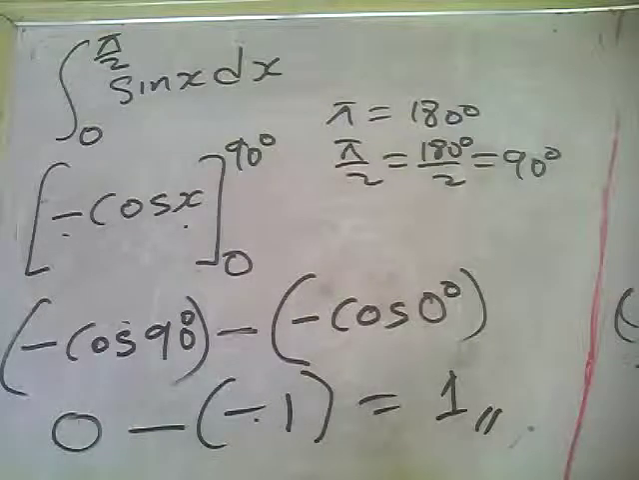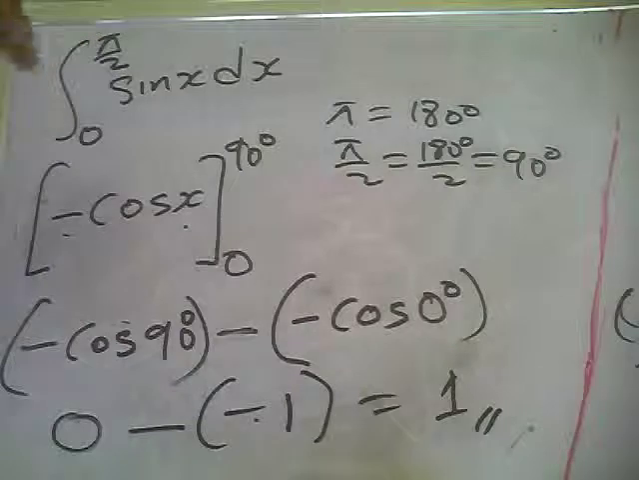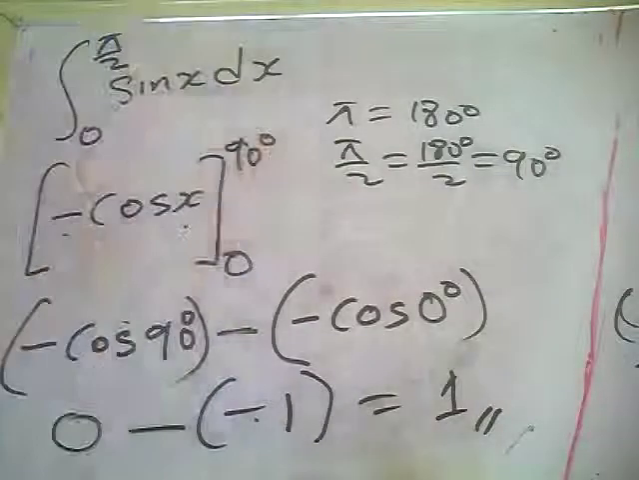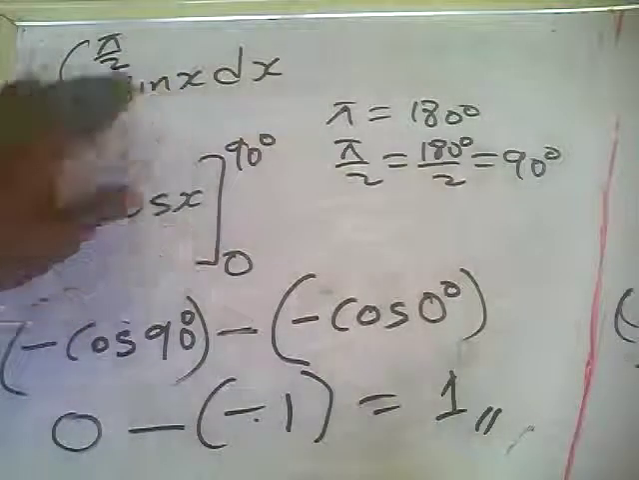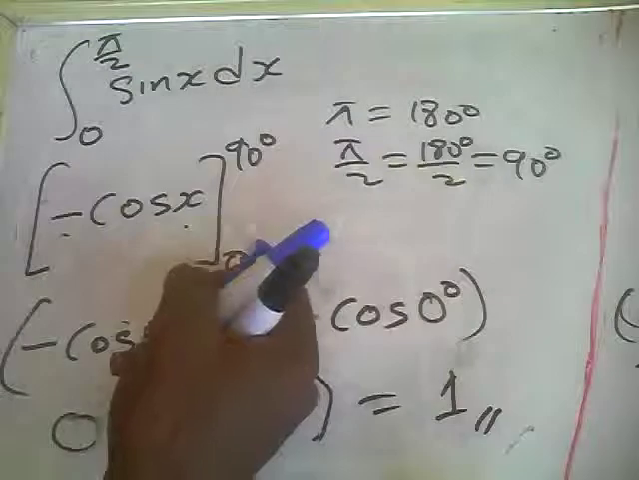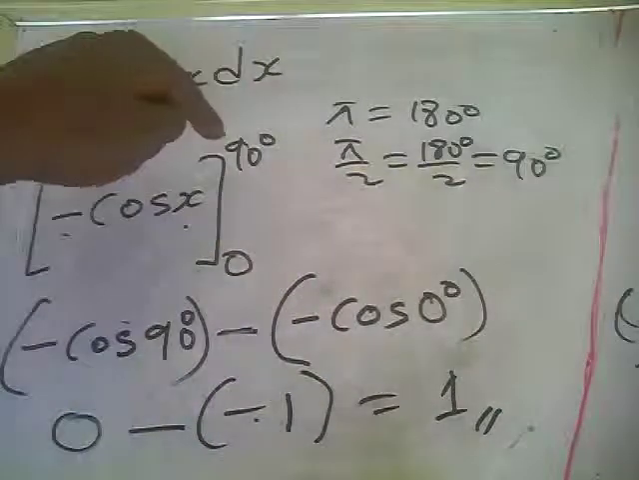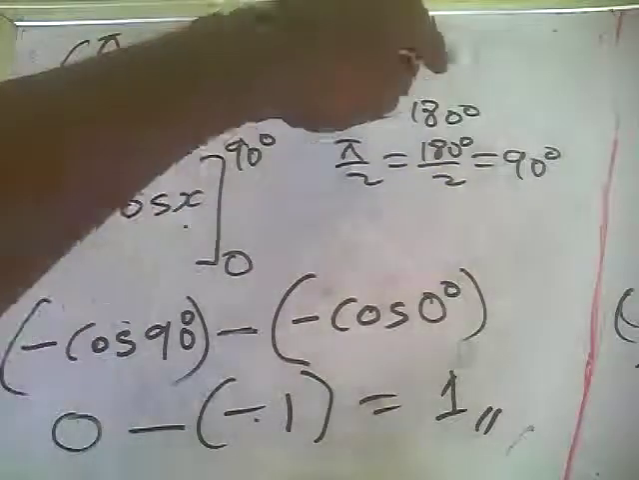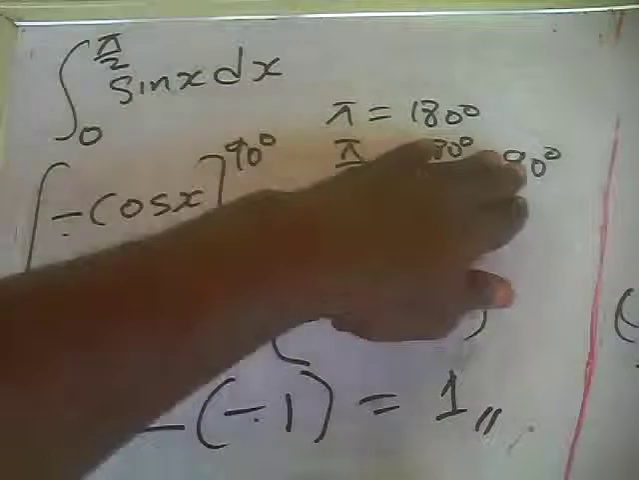Now just note that when we are solving a problem that involves definite integral, we just forget about the upper and the lower limit first. We integrate the function that we have. And when we integrate this function, for this particular one, we have minus cos x. Then we put the 0, the lower limit here, then we put the upper limit there. Remember how we got this 90 degrees? We know that pi is 180 degrees. And we divided pi by 2 to get pi over 2, which is 90 degrees now.